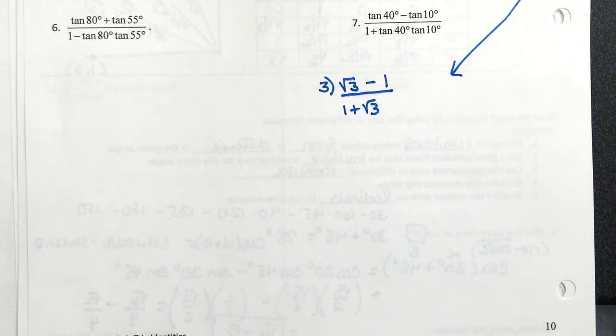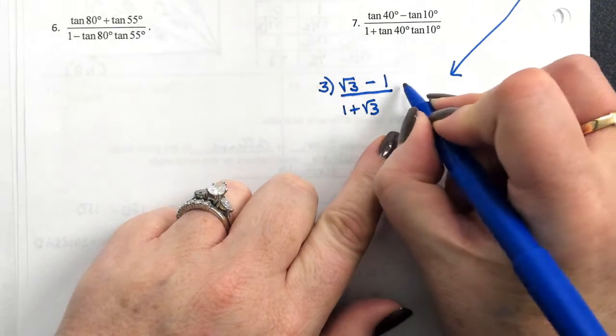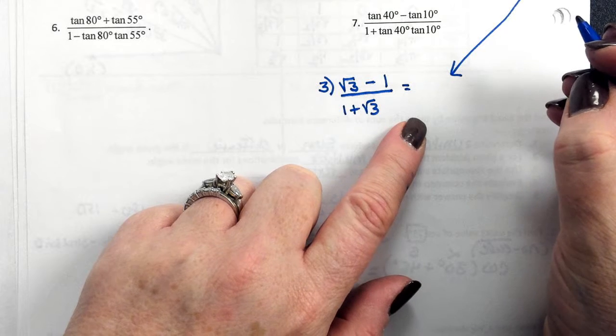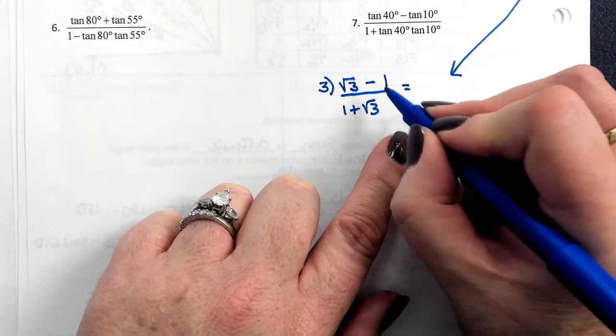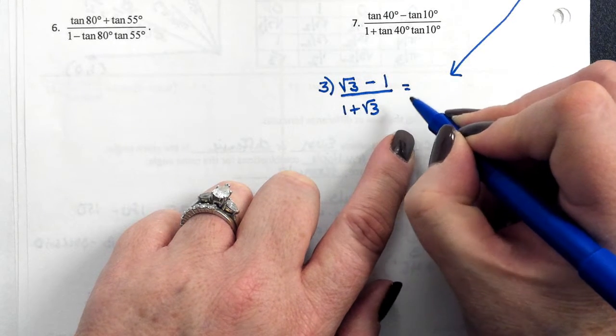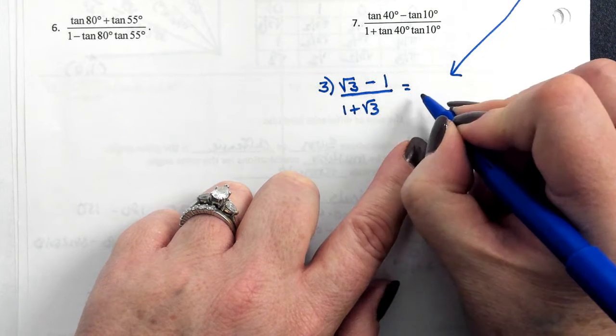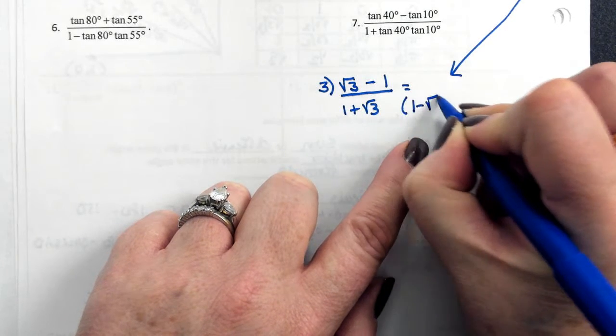Is it okay to leave my answer like this? No. What's wrong with it? What do you have that you're not allowed to have in the denominator? You have a radical in the denominator. Exactly. So going back to what we did at the beginning of the year, what are you going to have to multiply the numerator and denominator by? You have to multiply by the conjugate.